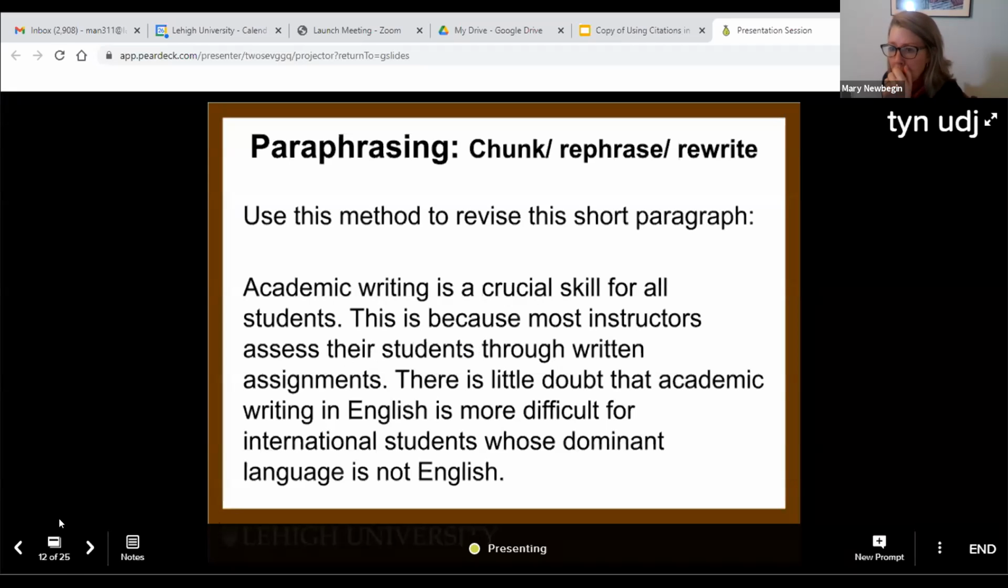So I'm going to give you a moment to look at the rest of this paragraph and figure out how you would chunk it out. Where would you put your chunks?